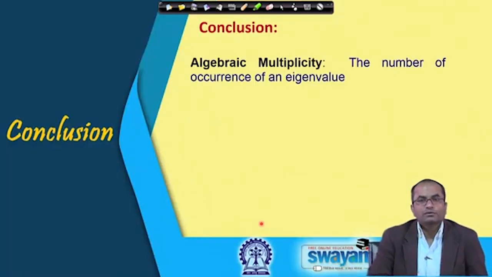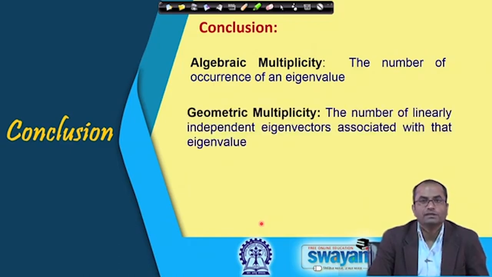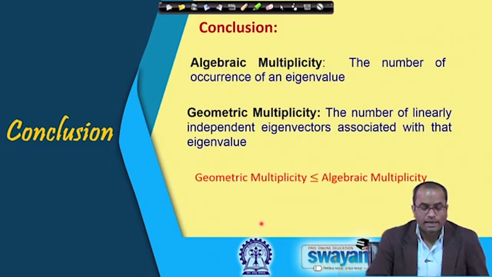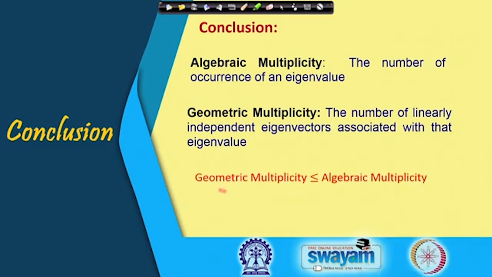Okay, coming to the conclusion, in this lecture we have talked about the algebraic multiplicity, which is nothing but the number of occurrences of an eigenvalue, and we have also seen the geometric multiplicity, which is the number of linearly independent eigenvectors associated with that eigenvalue. Always the geometric multiplicity is less than or equal to the algebraic multiplicity.